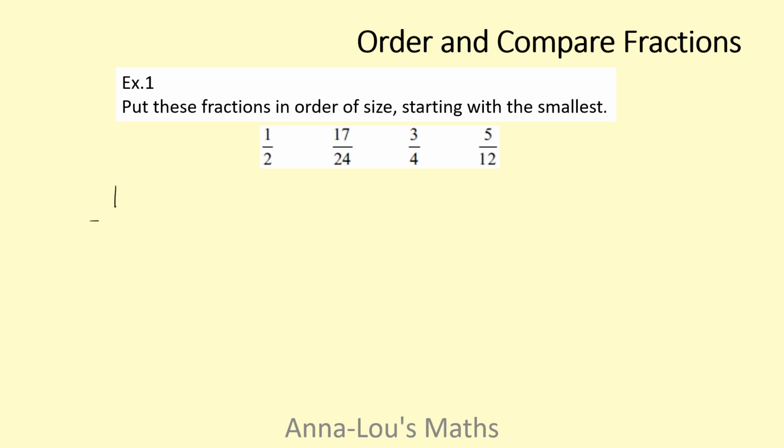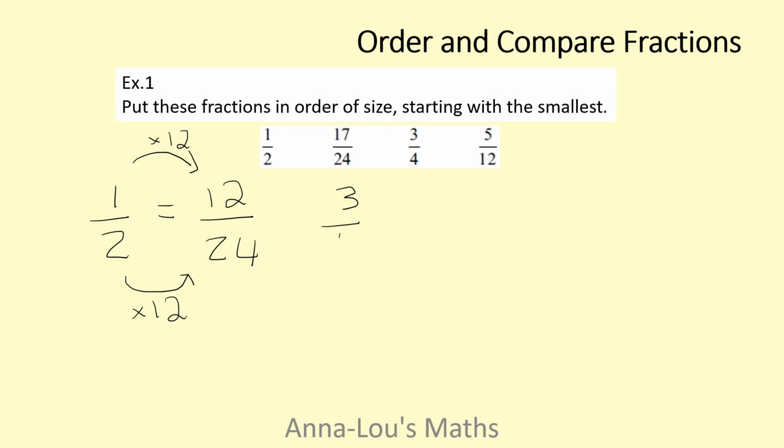So let's start with a half. I need to turn that into an equivalent fraction that's over 24. So what have I done to my 2 to make it a 24? I've timesed it by 12. Whatever I do to the bottom, I need to do the exact same to the top. So 1 times 12 is 12. So a half is an equivalent fraction to 12/24ths. So let's do the same with 3/4. I don't need to do anything with 17 over 24 because it's already in 24ths.